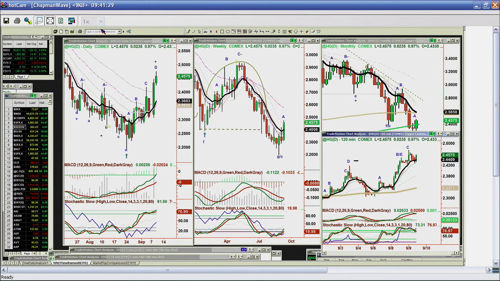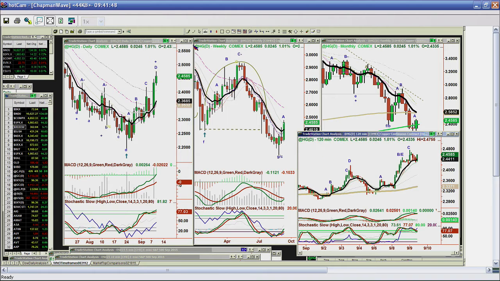So copper is acting, monthly chart still looks terrible. Weekly chart has improved quite a bit. And the daily chart, of course, has had a spectacular move from under 2.20 to 2.45. It even went higher than that intraday. It went to 2.4755. So this is good action in copper.